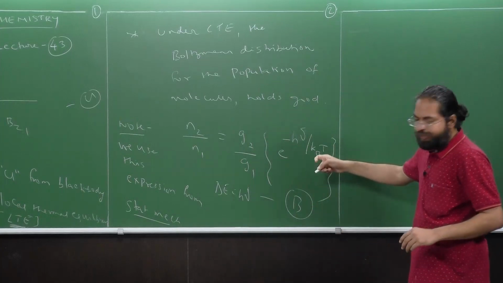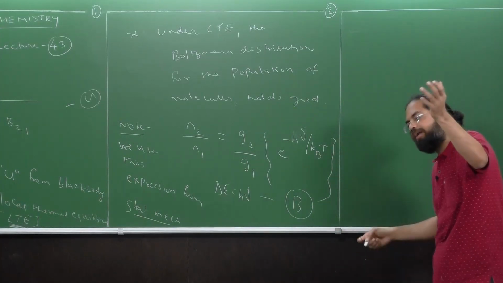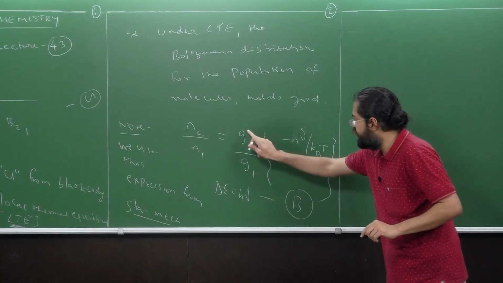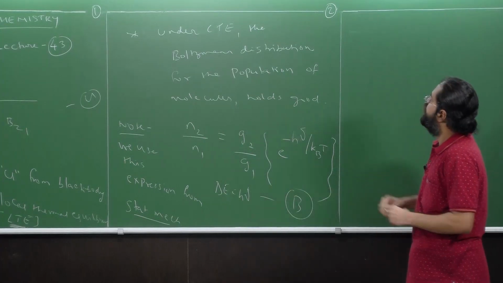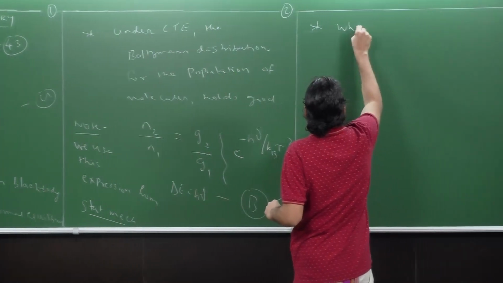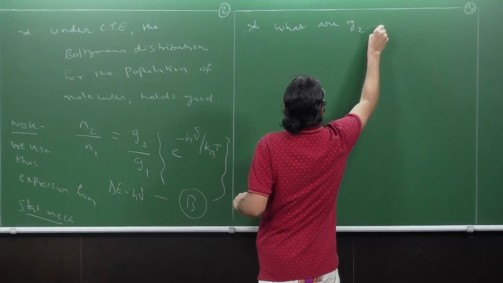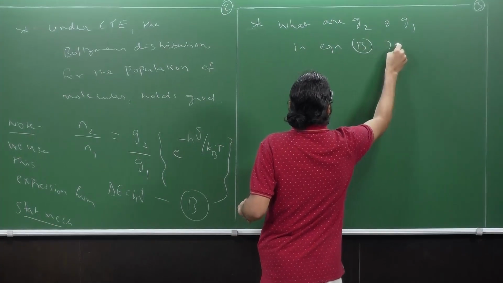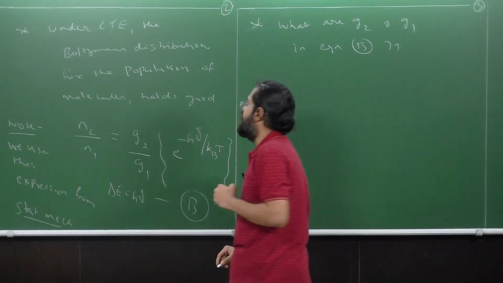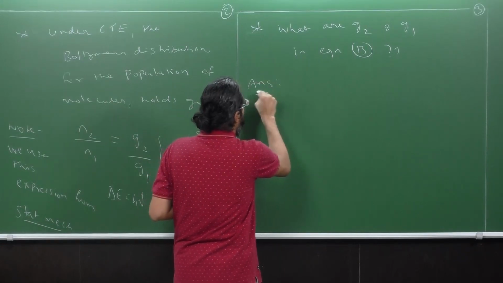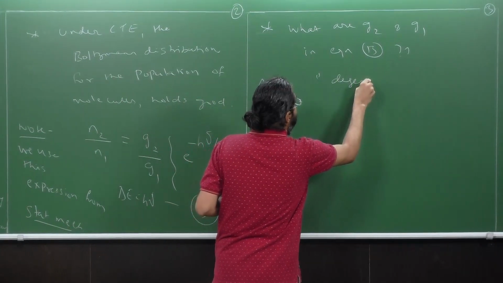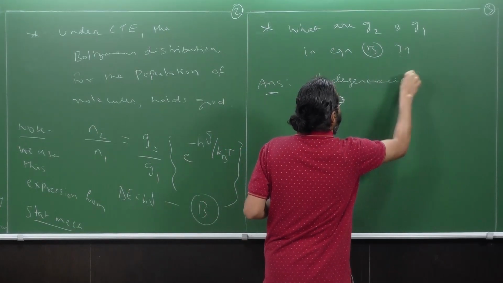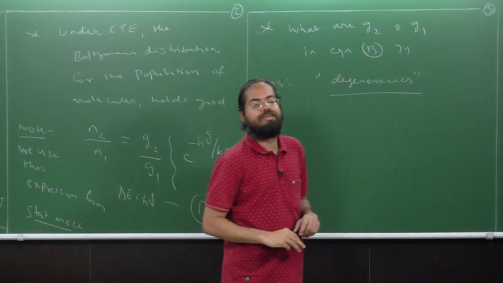All right. So what is Kb? Kb is the Boltzmann constant. We have been looking at this repeatedly in this course. And T is the temperature. The only unknown terms in this equation are G2 and G1. So what are G2 and G1 in equation B? Well, the technical term used for G2 and G1 is degeneracies. It's called a degeneracy.